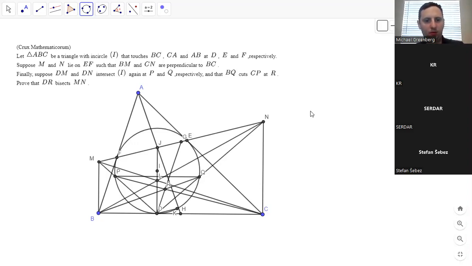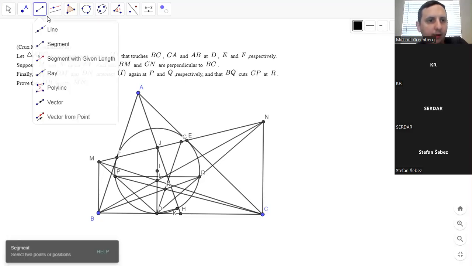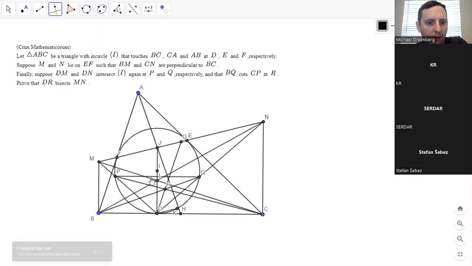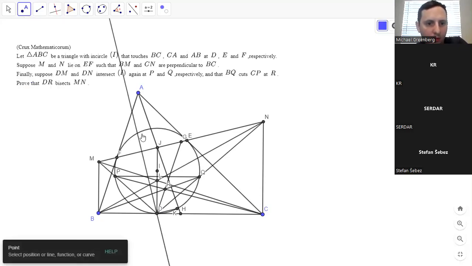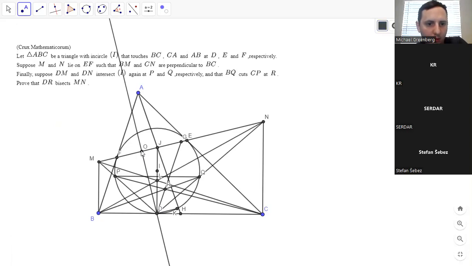I think I have a point which would probably lead to proving this. Okay. Draw the perpendicular through D to EF. The perpendicular through D to EF? Yes. Okay. Then there is a useful thing about that point in this case.